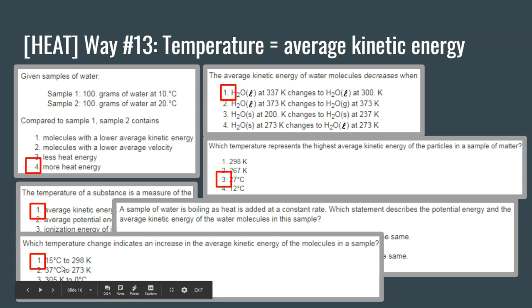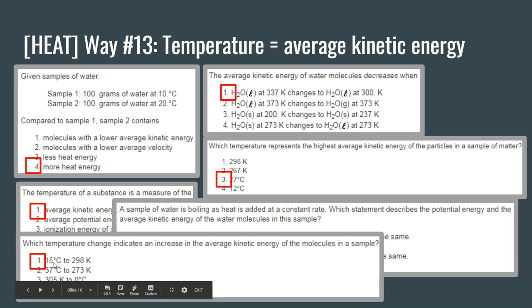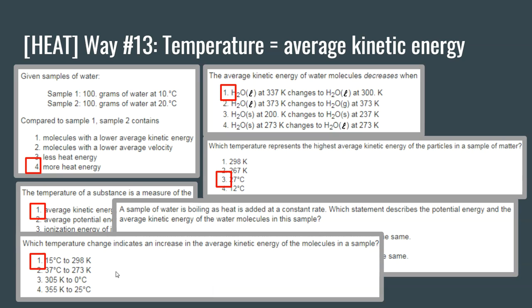273 degrees is needed to add to the degrees Celsius to convert to Kelvin. So when we do that with this value, we see that 273 plus 15 is equal to 288. 288 Kelvin equals 15 degrees Celsius. 288 to 298 shows an increase in temperature. All the other answer choices show a drop in Kelvin. Therefore, we can eliminate any of those answer choices, and the correct answer is 1.